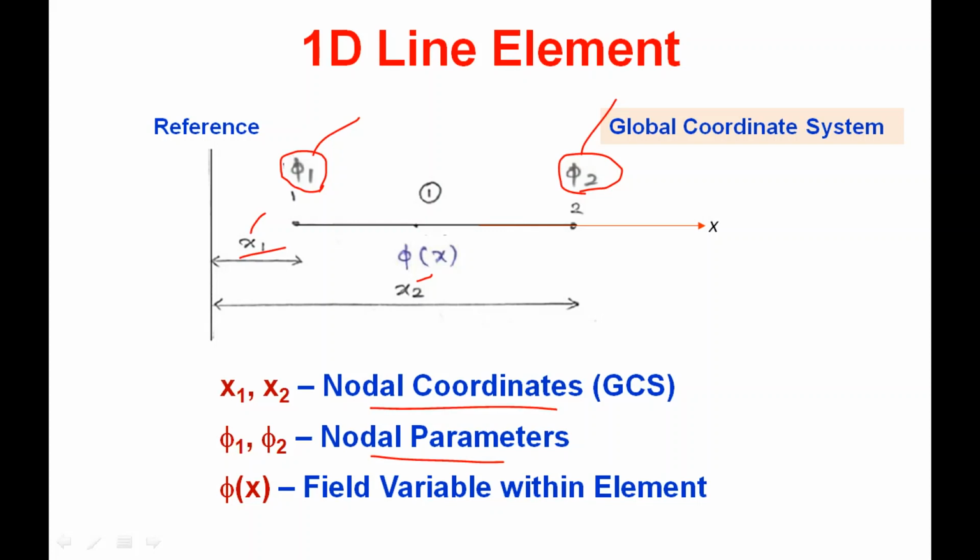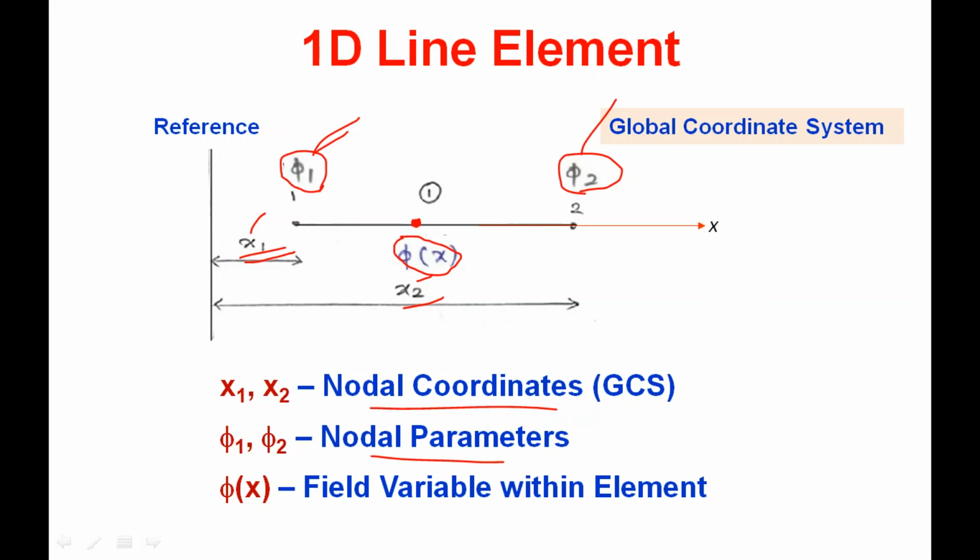Now what is our objective here? We are trying to find the value of the field variable pi inside this element, right? If you take any point inside this element, how do we find the value of the variable pi within the element? For that we are going to use the concept of interpolation. That means using the nodal parameter values pi 1 and pi 2 and geometrical coordinate values x1 and x2, we are going to interpolate the value of variable pi within this element, right?